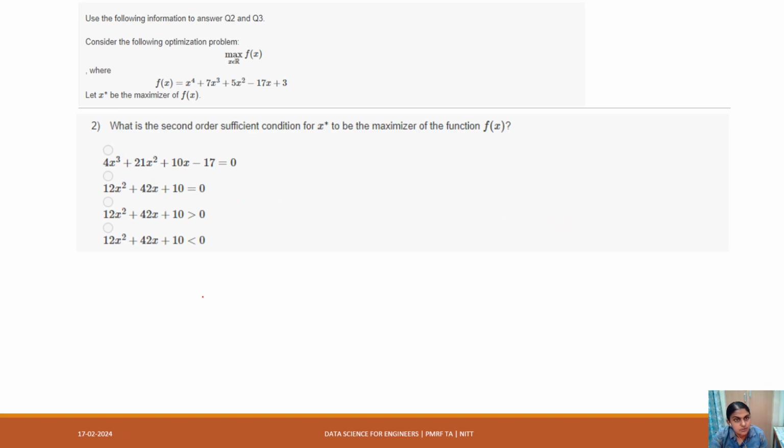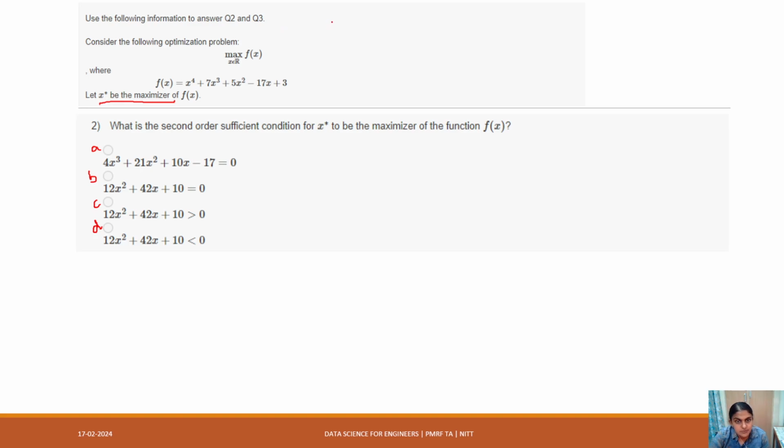Now use the following information to answer question 2 and question 3. The question is maximization of f of x. F of x is given as x raised to 4 plus 7x cube plus 5x square minus 17x plus 3. Here the first thing is the second order sufficient condition for x star to be the maximizer. Earlier we had seen minimization, so this one is maximization. Some are putting the answer as A, some as D. Okay, we will see.